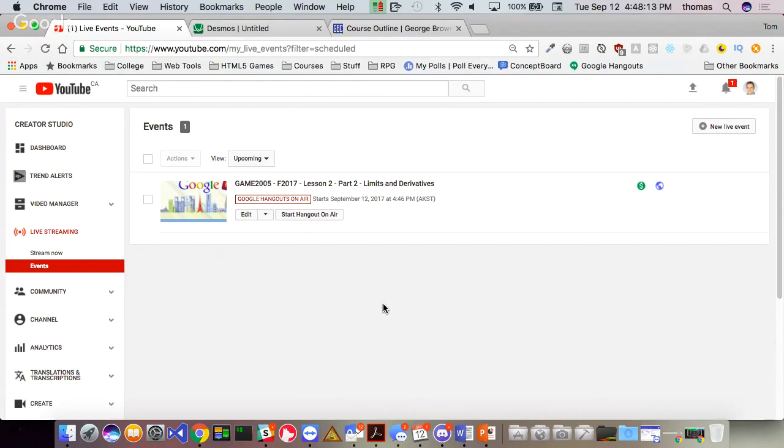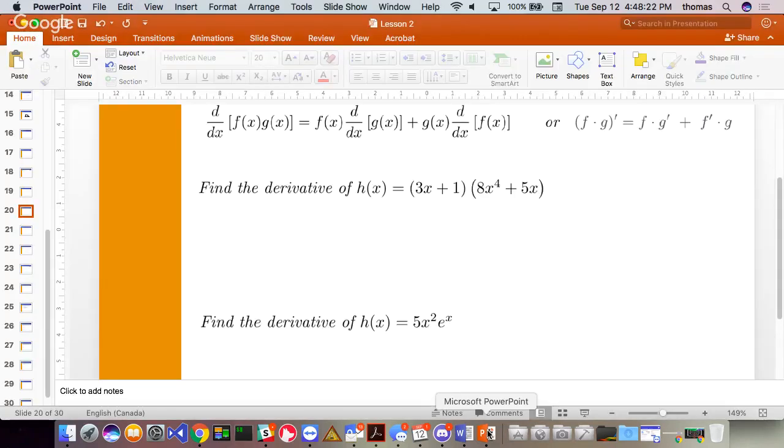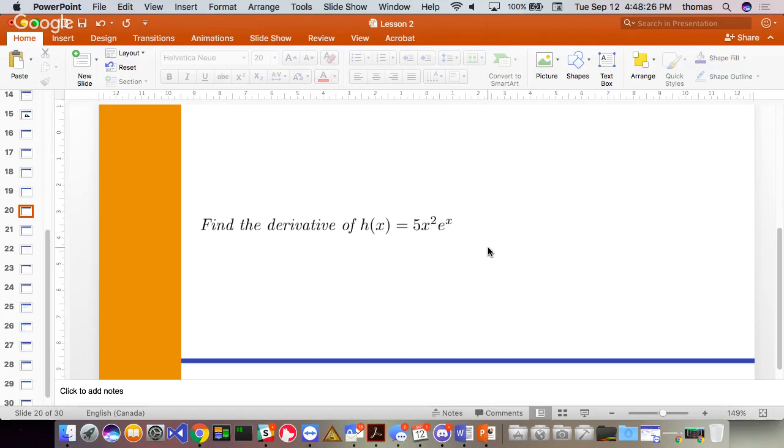We last left off with an example that we did together in class for a derivative. I want to take that further and do the next example. Okay, so here's the next example: 5x^2 times e^x. How do we find this one? This is kind of neat and different, right?